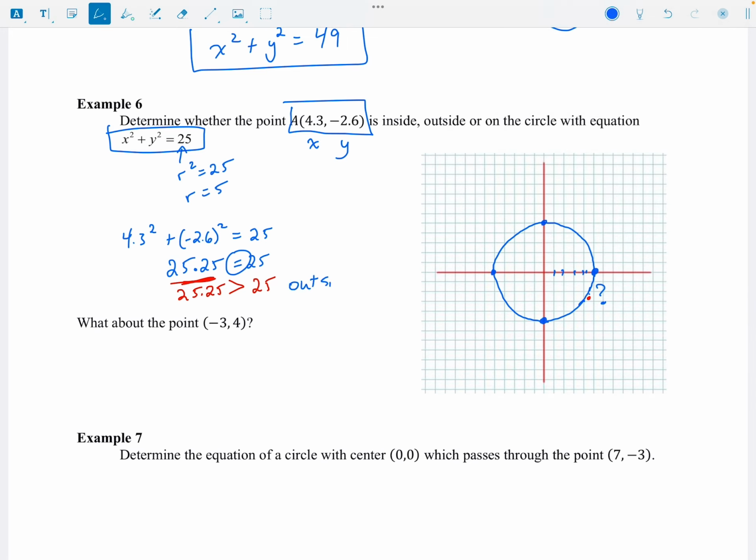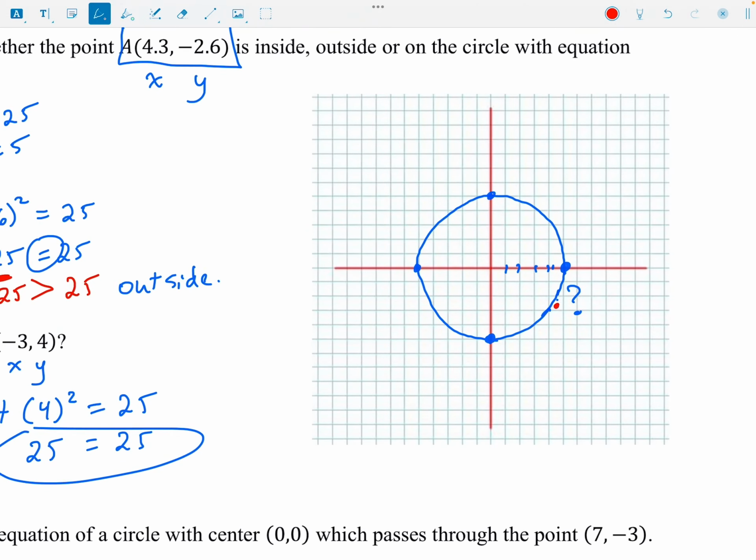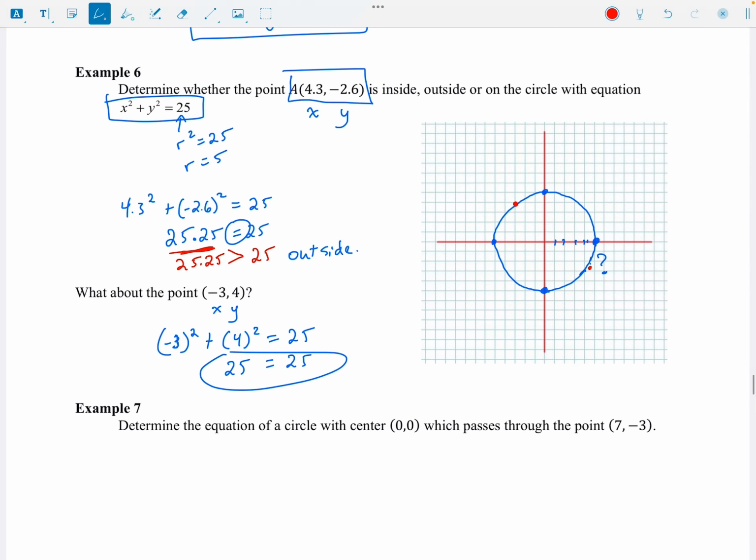So it's outside. Let's try this again with, what about the point negative 3 and 4? So if we plug it in, we get negative 3 squared plus 4 squared equals 25. And we get 9 plus 16, which is 25, equals 25. Well, this tells us that it's actually right on the circle. So over 3, up 4. Yeah, my drawing wasn't so accurate. It was off there. And so it passes right through it. It's on the circle.